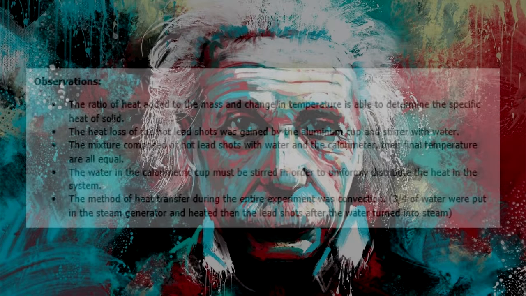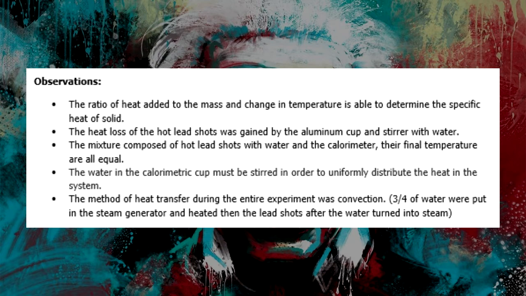Observations. The ratio of heat added to the mass and change in temperature is able to determine the specific heat of solid. The heat loss of the hot lead shots was gained by the aluminum cup and stirrer with water. The mixture composed of hot lead shots with water and the calorimeter. Their final temperatures are all equal.